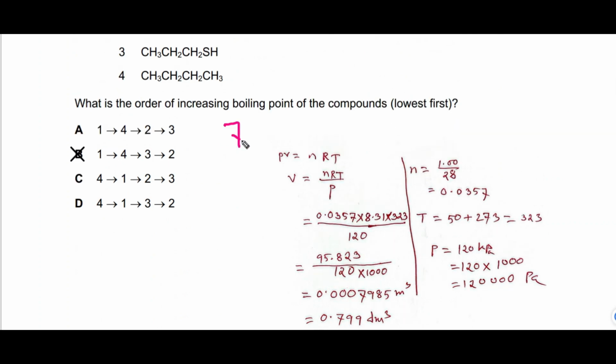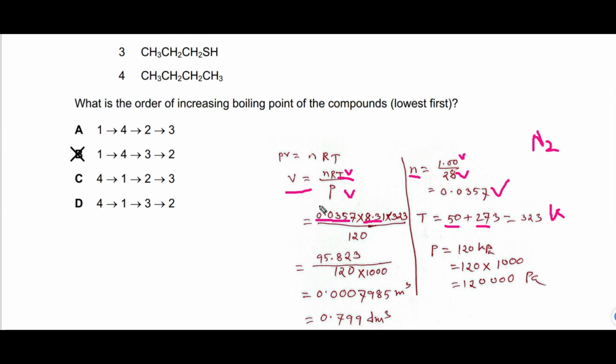This is the number 7 answer. Ideal gas equation: PV equals nRT. So V equals nRT by P. Now n is the number of moles. So number of moles is mass divided by molecular mass. Nitrogen, 1 divided by 28, N2, 14 times 2, 28. You get moles. So I write here moles. R is the gas constant, 8.31. T is 50 degrees centigrade, so this will be 50 plus 273, 323 Kelvin.